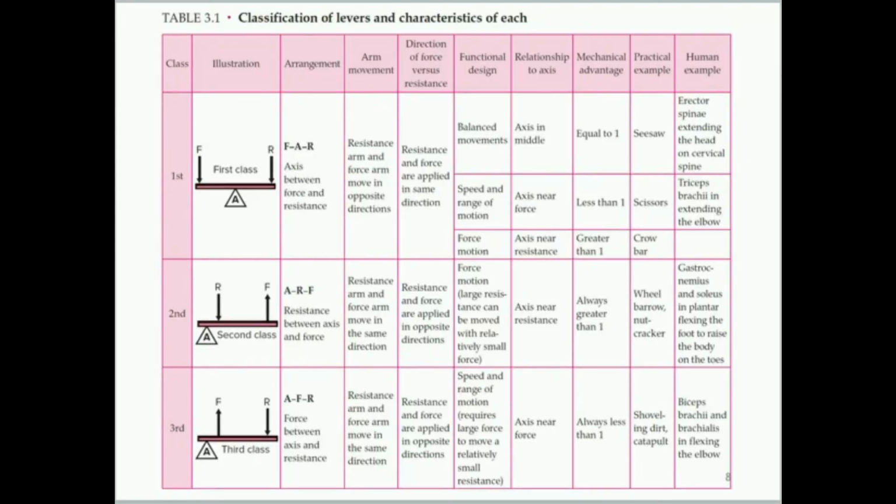Okay? So remember that. First class are variable. I'm not going to ask anything about that. But second class levers have a mechanical advantage greater than 1. Third class levers have a mechanical advantage less than 1. Okay?